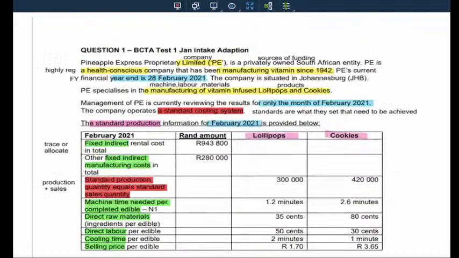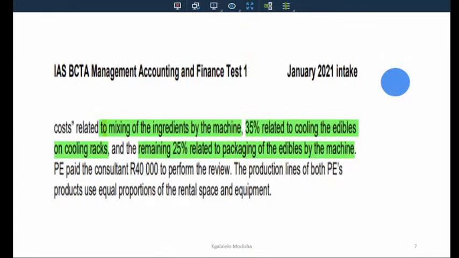It's there in your text. They tell you that the mixing of the ingredients is by the machine. So it's the machine time. So that's what drives the mixing because it's done by the machine.